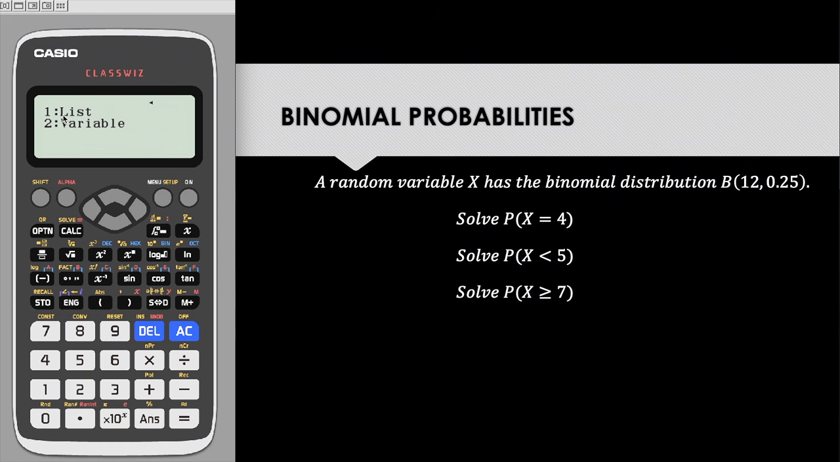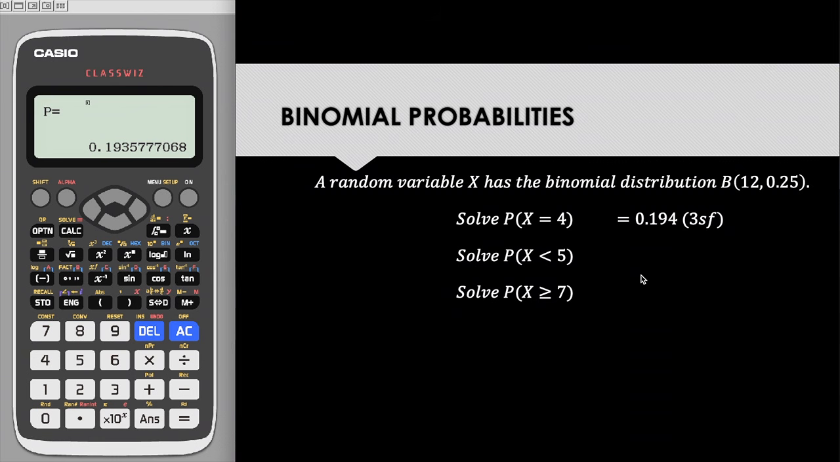And now you can either select list or variable. If you select list, it will bring up a table. You can do that, but I think because we're only solving one value of X, I'm just going to display the variable. So I'm going to select 2. And now you've got this option to input your X value, which is 4, number of trials, which is 12, and the probability of success, which is 0.25. Now, before I select equals on here, I did calculate it using the formula, and I got an answer of 0.194 to 3 significant figures. And if I select equals, it gives me an answer of 0.194 to 3 significant figures. So yeah, very straightforward, and it's much easier to do on this calculator.